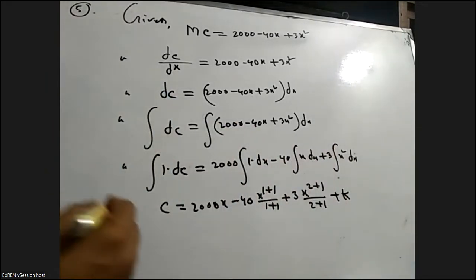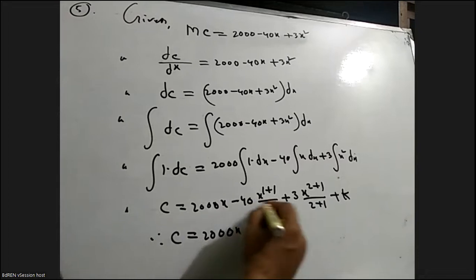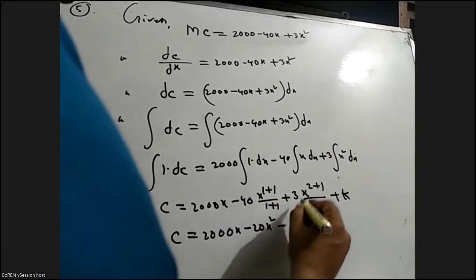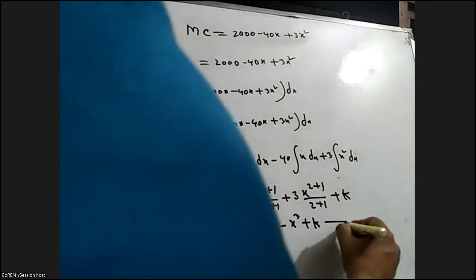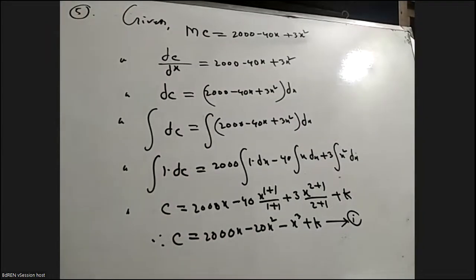So, therefore, the total cost we get: 2000x. 40 divided by 2 means 20x square. 3 divided by 3 cancels, only x cube and plus k. This is equation number 1. So this is actually the total cost.